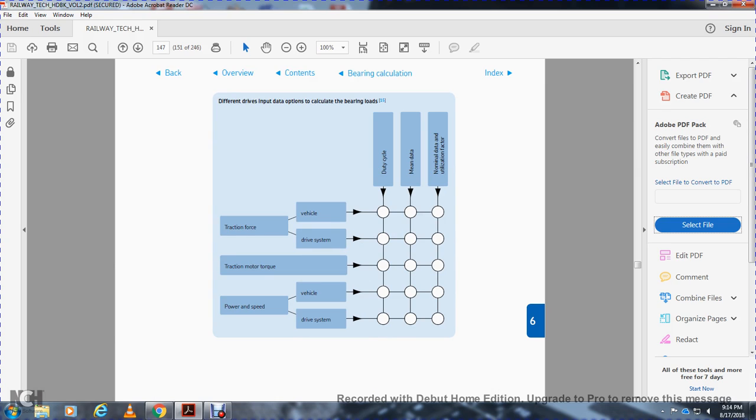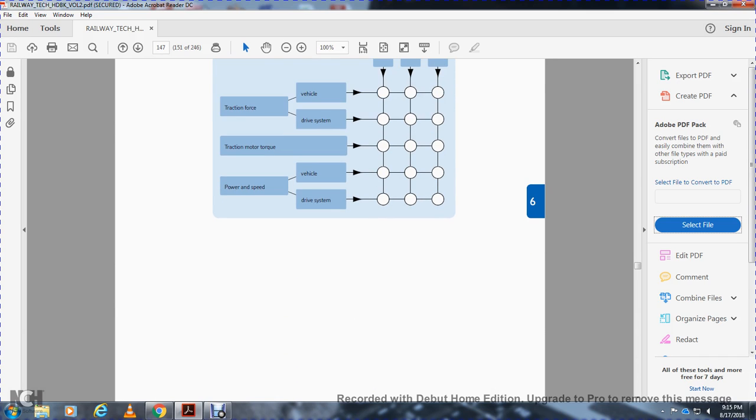The traction force goes in the vehicle, the drive system, and only then does it turn out to the duty cycle, the mean data, and nominalization and utilization. Traction motor torque and power speed, vehicle drive systems.